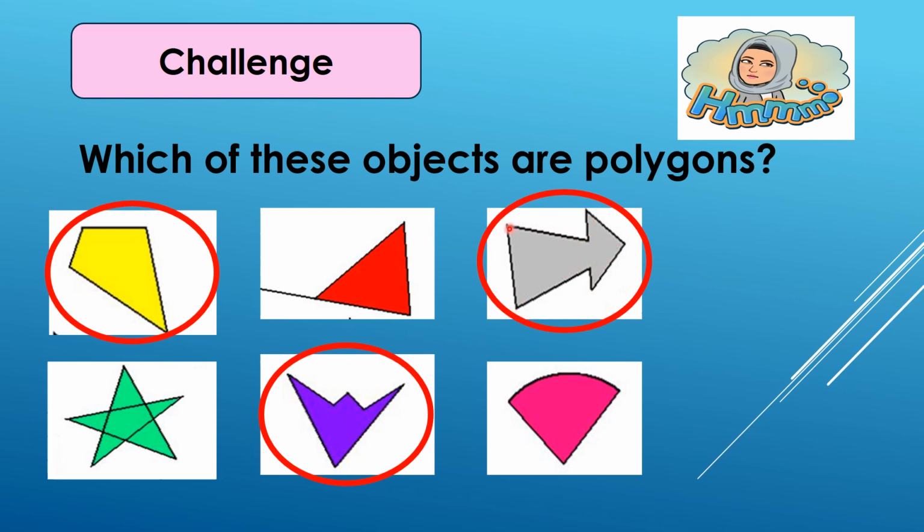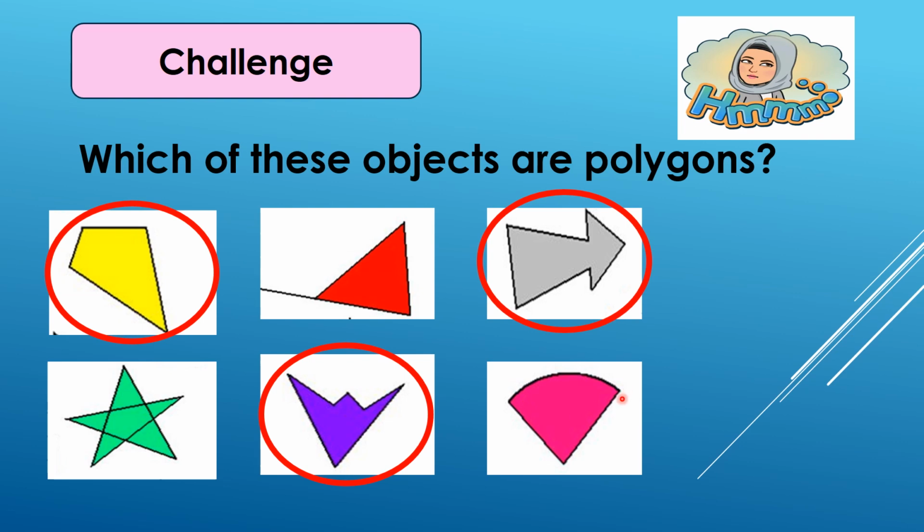Very good. Now what about these shapes? Look at this shape here. It's not a polygon because this line segment is not connected to any of the other line segments. So this is not a polygon. What about this purple shape here?